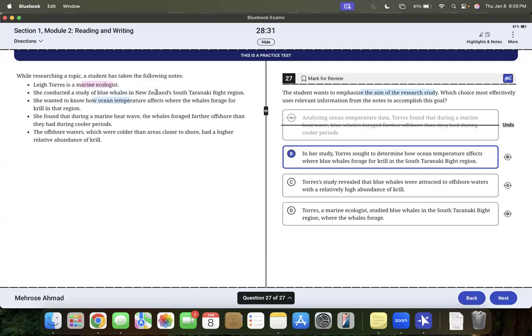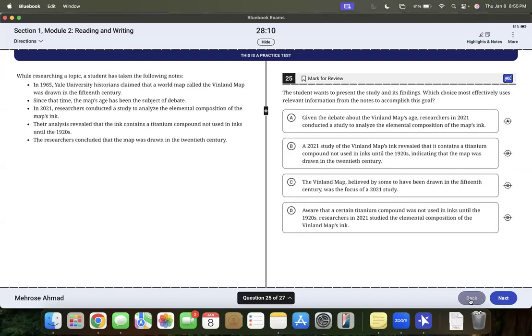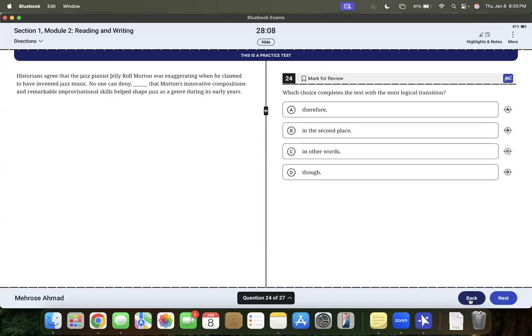It's summarizing her target population, blue whales, and where they were located, New Zealand. C, the study revealed that blue whales were attracted to offshore waters. Well, this is not revealing an aim, it's revealing a result. D, the ecologist studied blue whales in the region. This is too general, not talking about the aim. So this is the best answer. Okay, let's try another type of question.